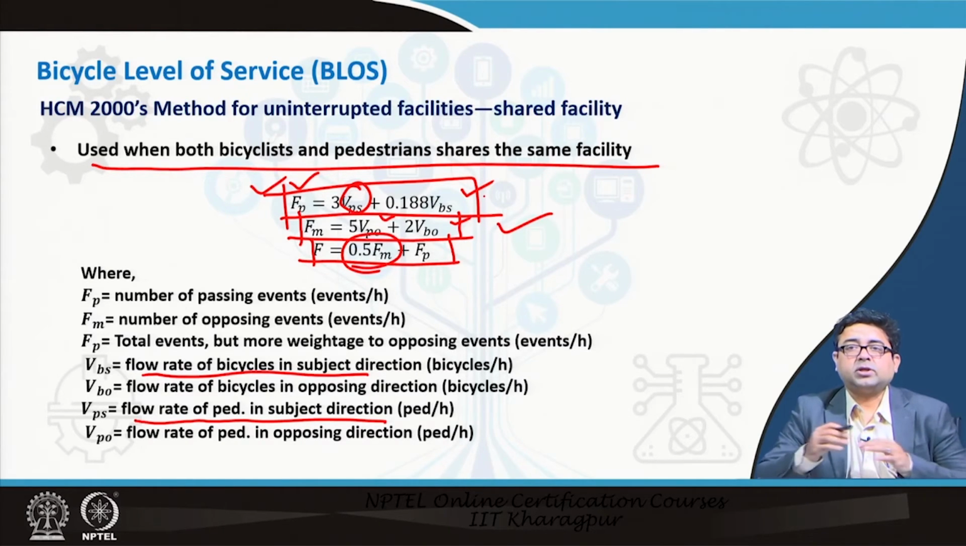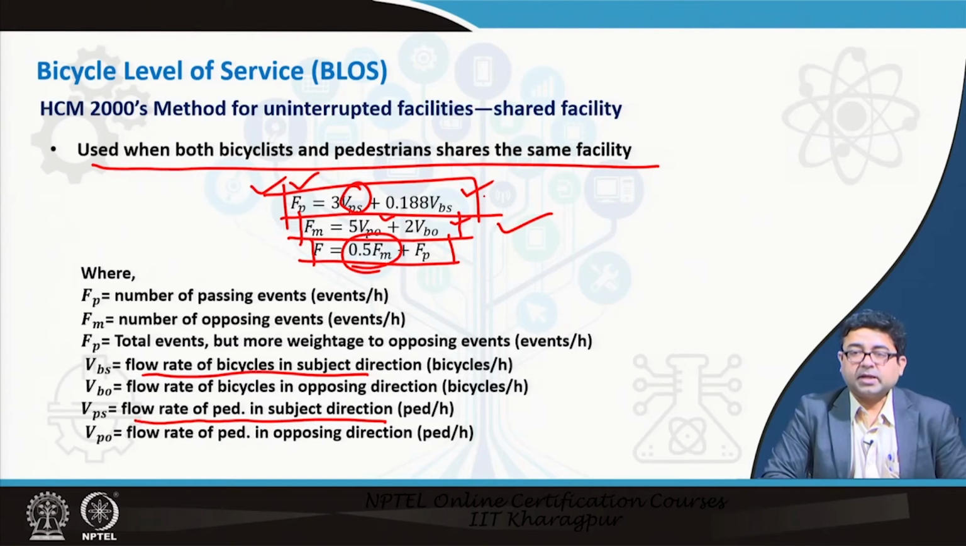So, the Highway Capacity Manual 2000 was the first attempt at developing such levels of service for bicycles. The calculations were very simple, but this idea of incorporating the number of events, which is passing events or opposing events, was first introduced in the Highway Capacity Manual. The later iterations of the Highway Capacity Manual have further improved them.